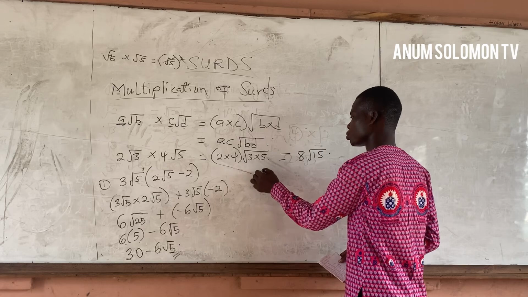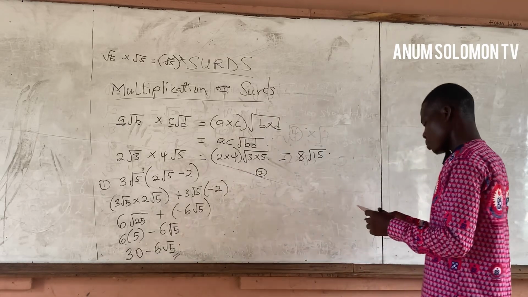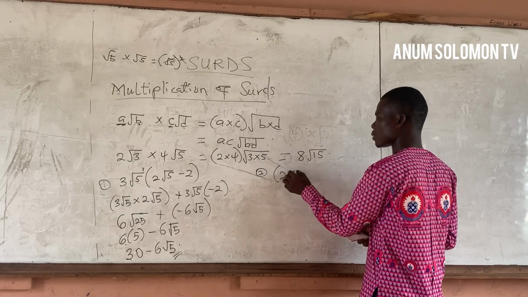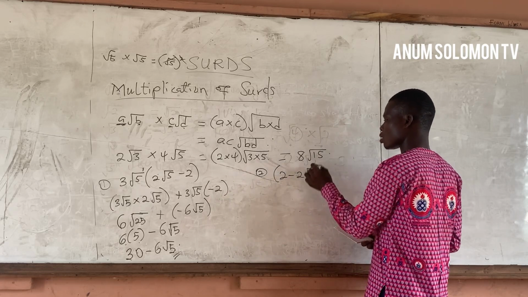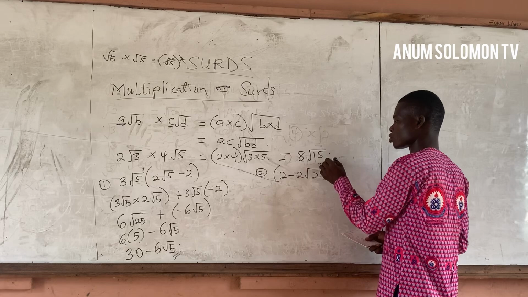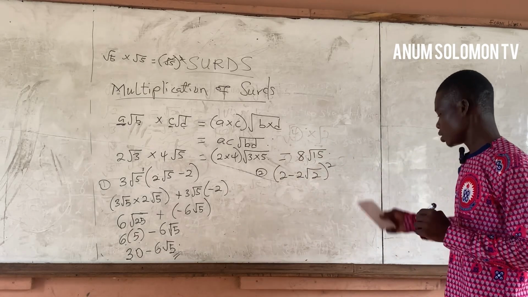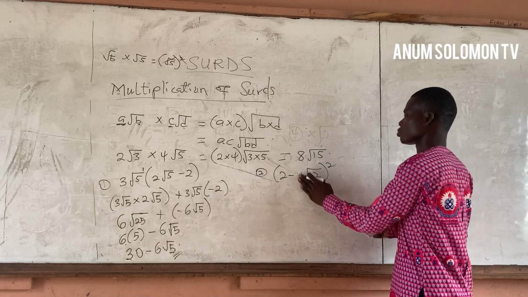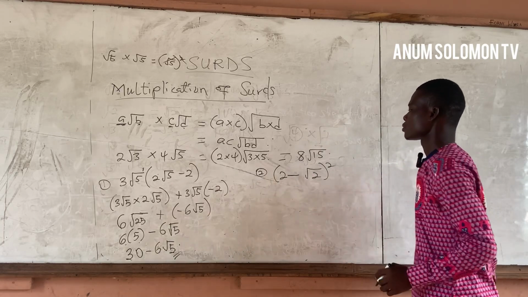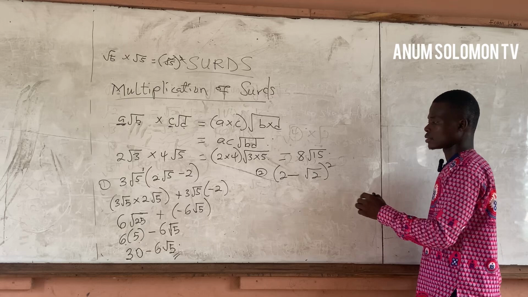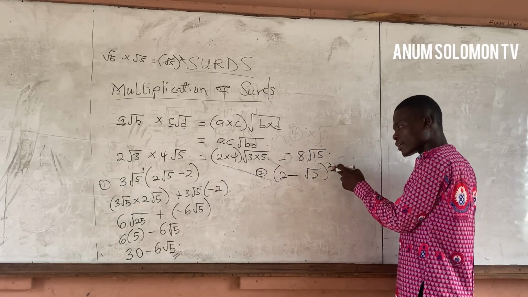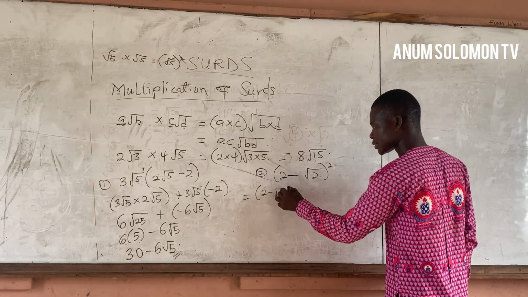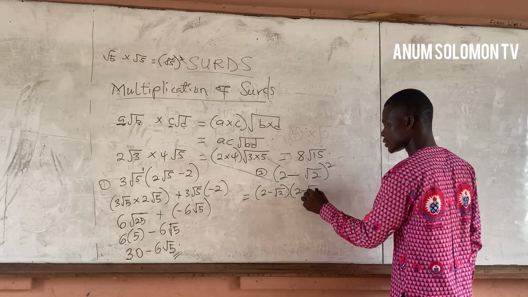So the problem number 2. Suppose we are to expand 2 minus root 2 all squared, like this one. Sorry, 2 minus root 2 all squared. Meaning that the power here is 2. This bracket is multiplying itself how many times? 2 times. Like this.